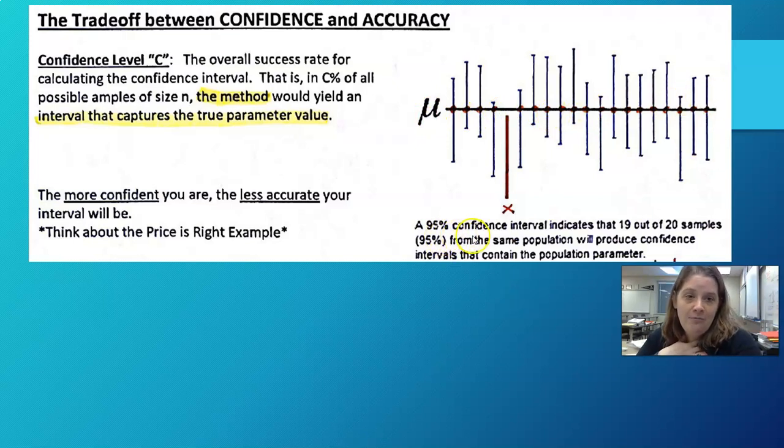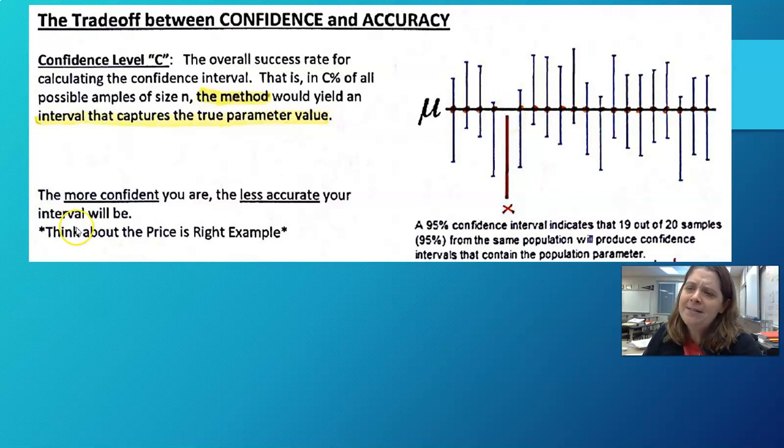So for a 95% confidence interval, we would expect that about 19 out of every 20 samples, about 95% of all samples that you take, if you were to construct a confidence interval from each, would successfully capture the true population parameter. It may be really close to the edge, like in some of the Price is Right games, or it could be right in the middle. But we would expect to miss it about 5% of the time, so it wouldn't be unusual for about 1 of the 20 samples to miss and not win.